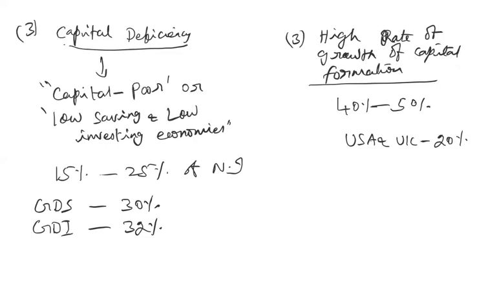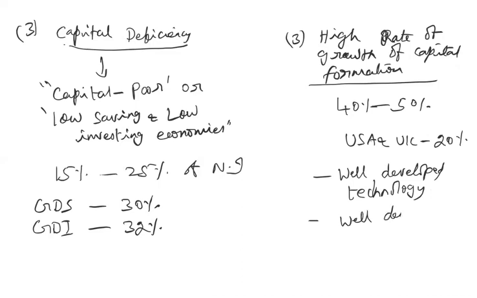But it is not a major concern for these countries, because what is the advantage here? They already have well developed technology. They have already initiated whatever is required out of the capital formation. They have already done that. So the well-developed technology, well-developed entrepreneurial class.